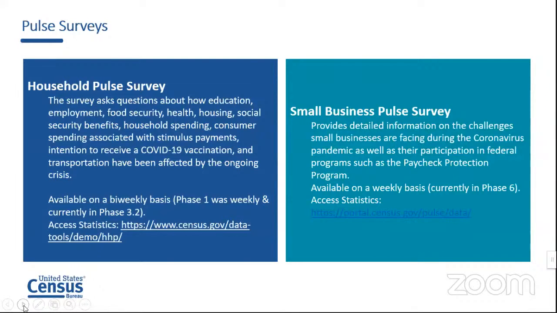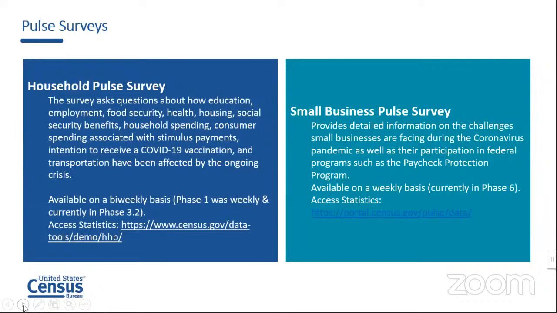Now, during COVID, we partnered with other agencies to collect data, not on a grand scale like ACS or the decennial, but as fast as we could from the participants to give us insights into how we were dealing with the pandemic. There were two surveys that were done, and we're still doing them. One is the Household Pulse Survey. The other one is the Small Business Pulse Survey.